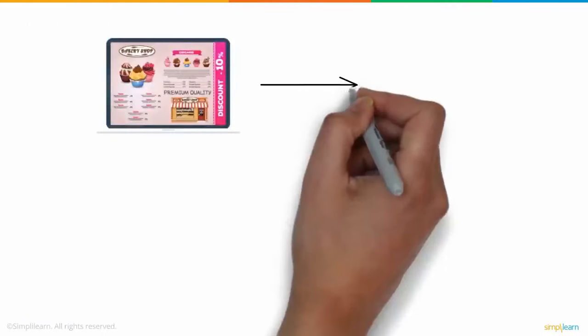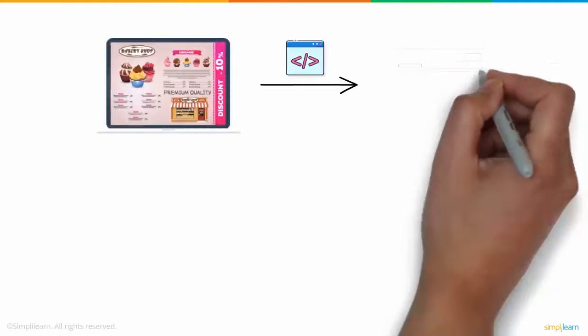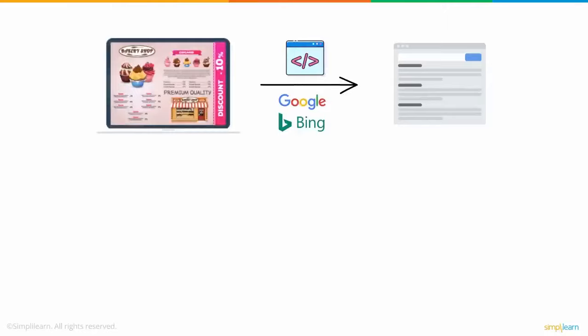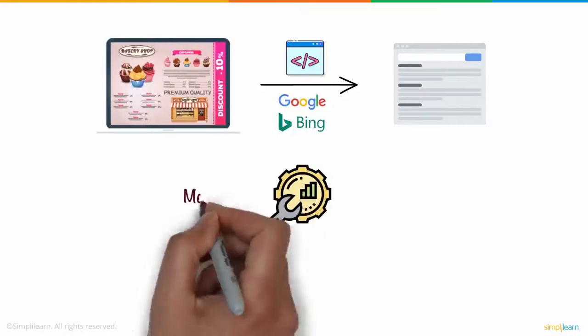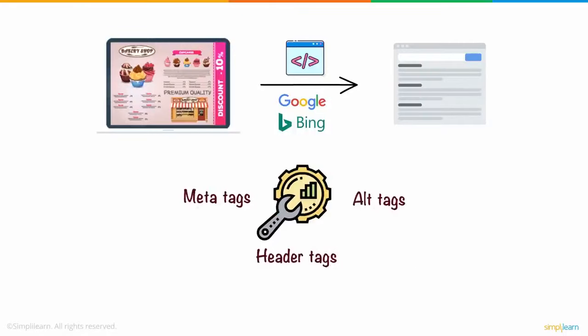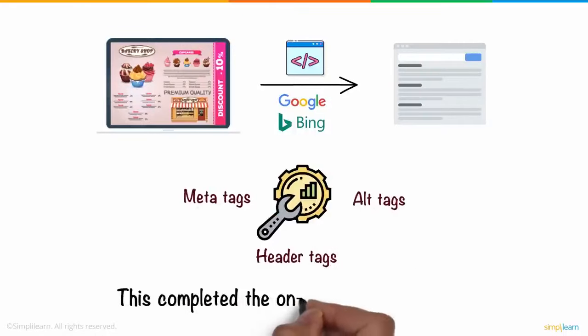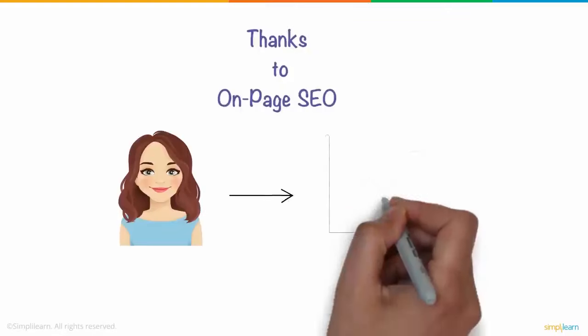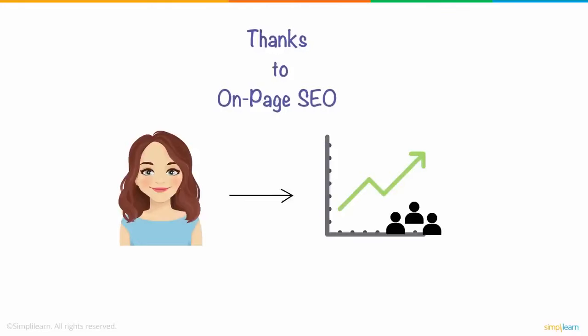After this, she moved to the website meta content that search engines display when her blog appears in search results. She optimized the meta tags, alt tags, header tags, and more. This completed the on-page aspect of SEO. Thanks to this, she saw a significant increase in the number of visitors coming to her page.